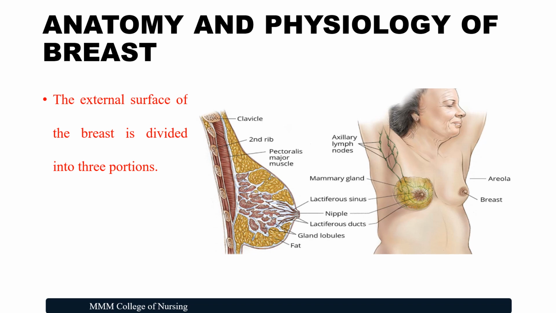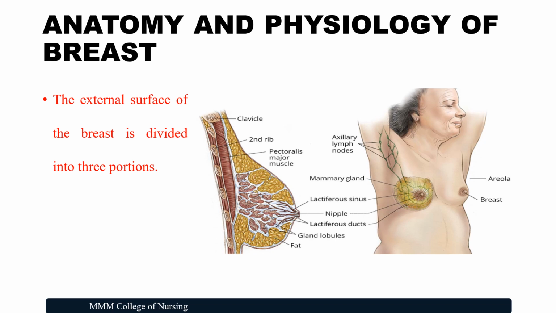We will see the anatomy and physiology of the breast. The external surface of the breast is divided into three portions. First is the smooth and soft area of the skin extending from the circumference of the gland to the areola. The second is the areola. It is a heavy pigmented area of the skin surrounding the nipple that varies from pink to dark brown and may change during pregnancy. The third is the nipple.